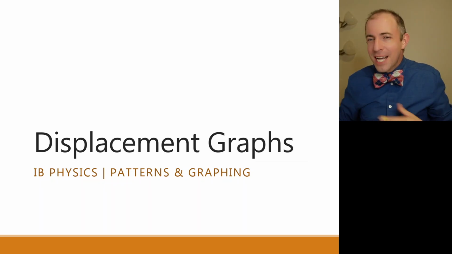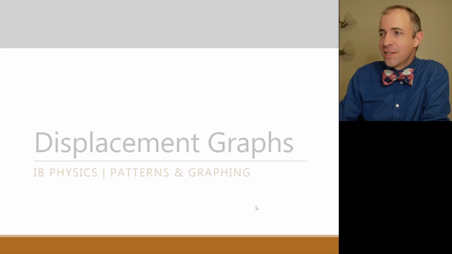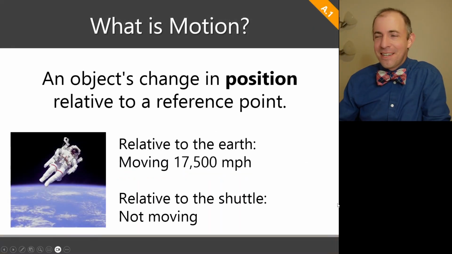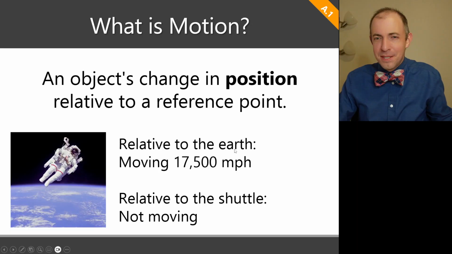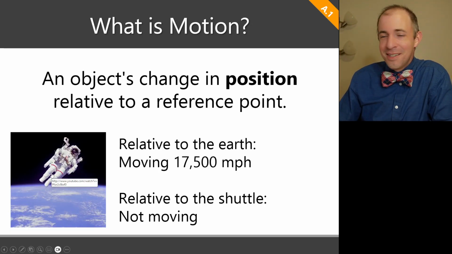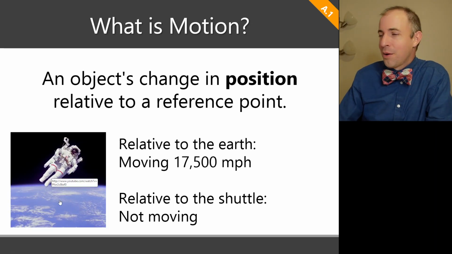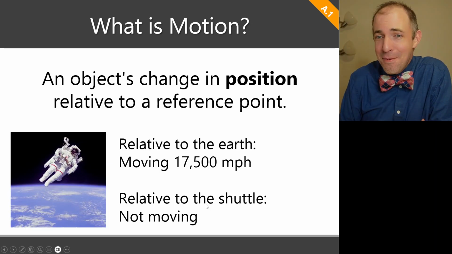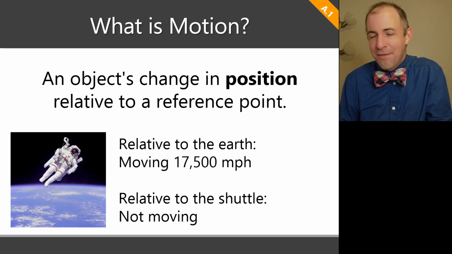In this video, we're going to practice some graphing fundamentals by looking specifically at displacement graphs. Before we can get into graphing, let's first define what motion is. Motion is defined as an object's change in position relative to some reference point. This astronaut, relative to the Earth, is moving at 17,000 miles per hour, but relative to the shuttle, not moving at all. So every time we are talking about motion, we have to define some reference.